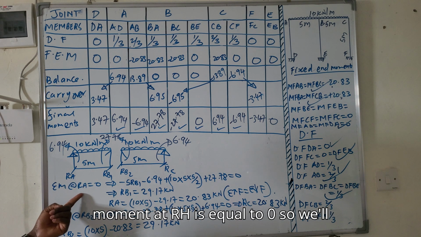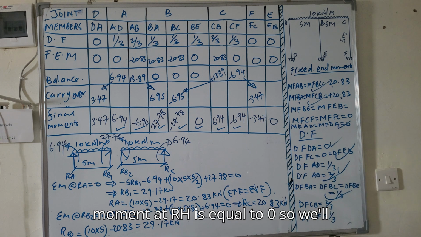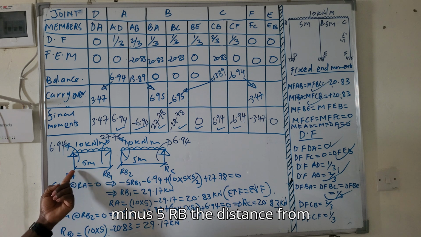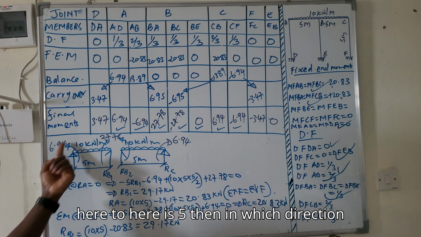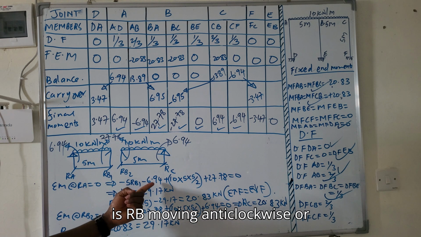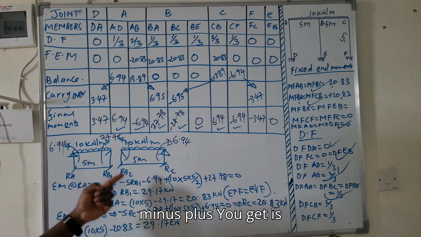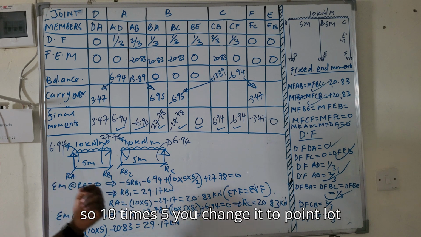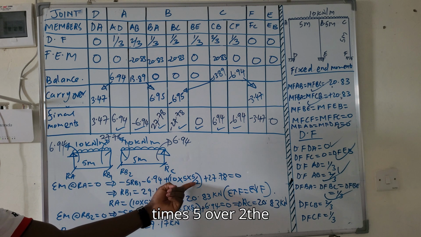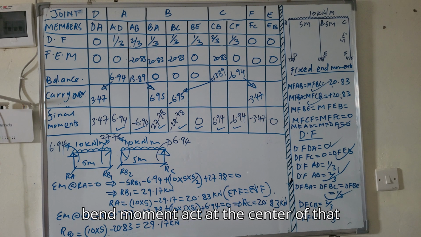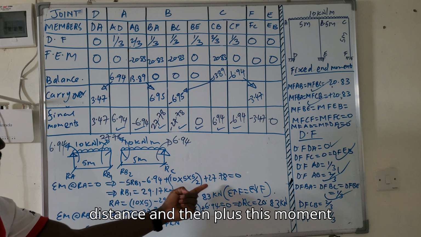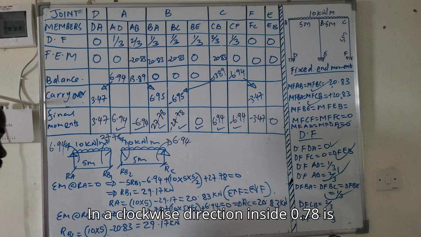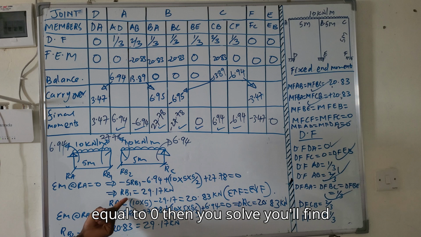And then you sum moments about our points. Let's begin with summation of moment at RA equal to 0. We will form an equation which is minus 5 RB. The distance from here to here is 5. RB is moving anti-clockwise, so minus. The UDL is moving in clockwise direction, so plus 10 times 5, you change it to point load, times 5 over 2. The load acts at the center of that distance, and then plus this moment in clockwise direction, 27.78, is equal to 0. Then you solve, you'll find RB1.